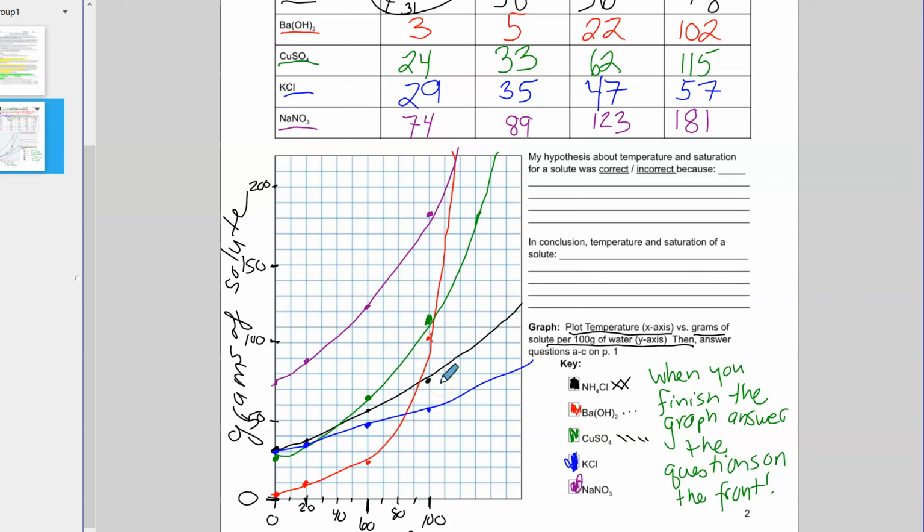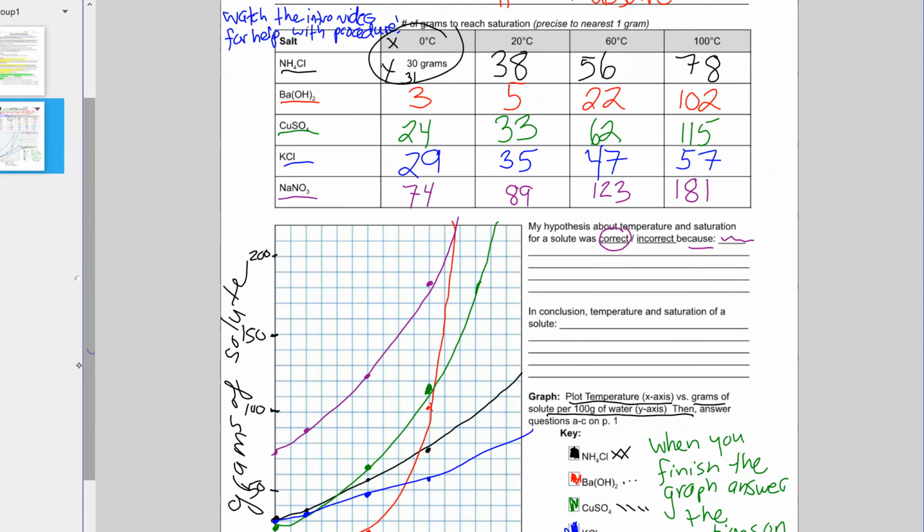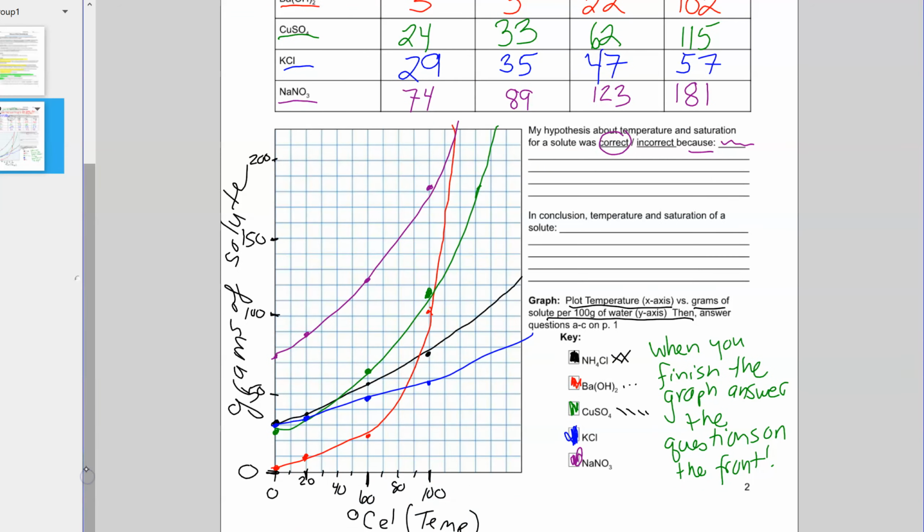So for me, I would say, oh, I was correct, because now make sure you write something here. Tell me why. Use good scientific language. Say, for all of my examples, as temperature went up, the amount of grams increased. For example, ammonium chloride went from 30 to 38 to 56 to 78. Some increased linearly, some increased exponentially. And then move on here.